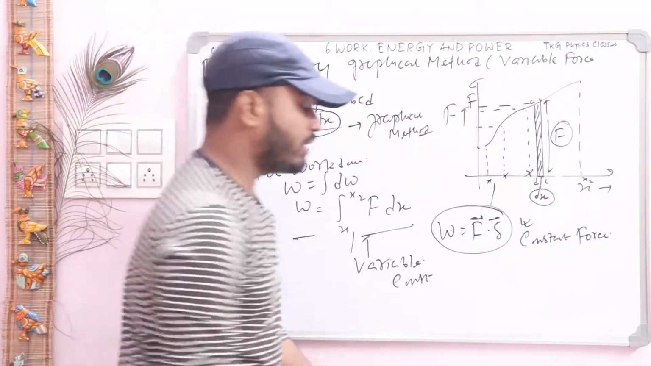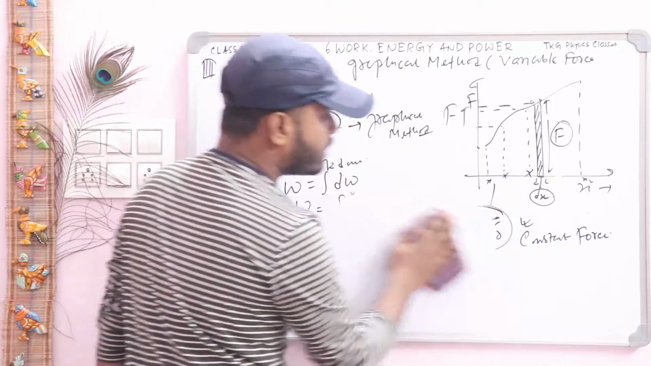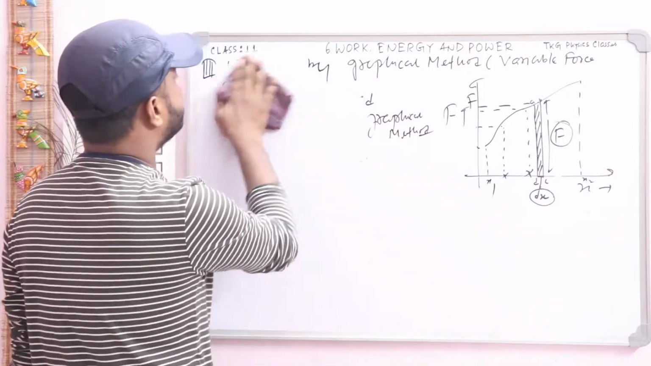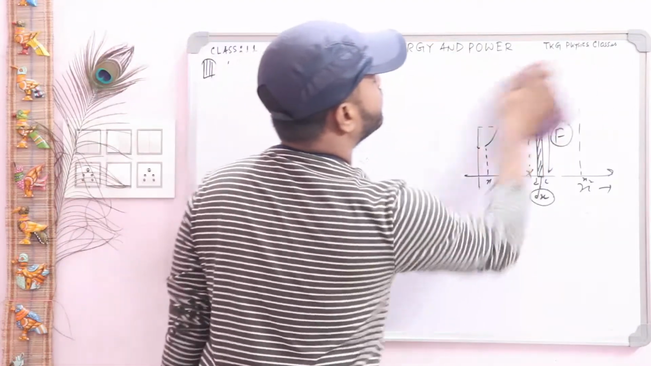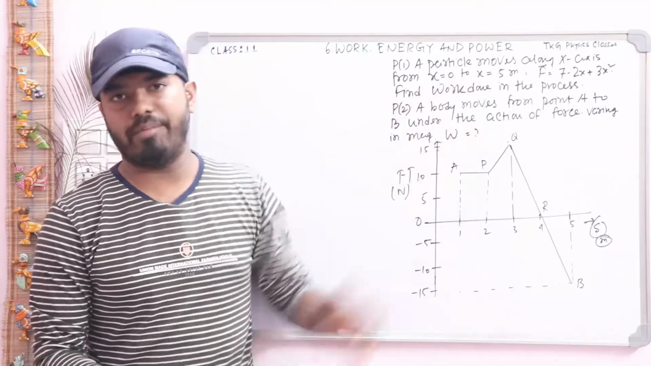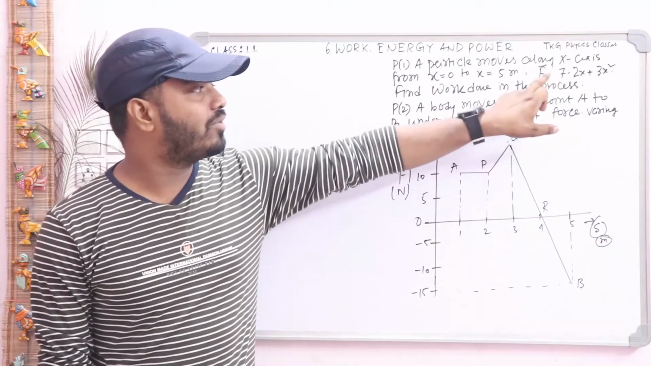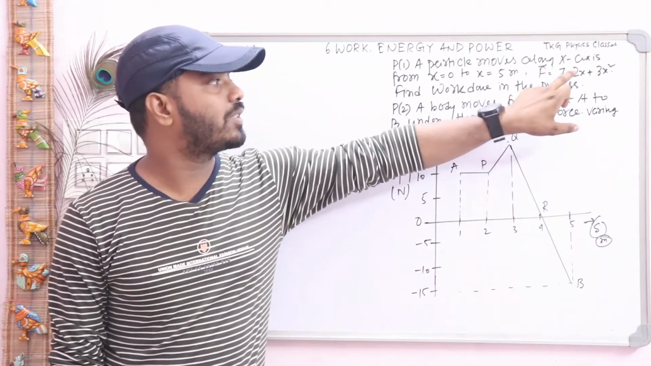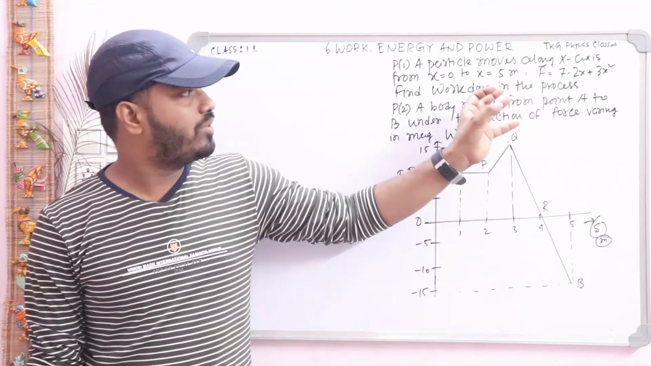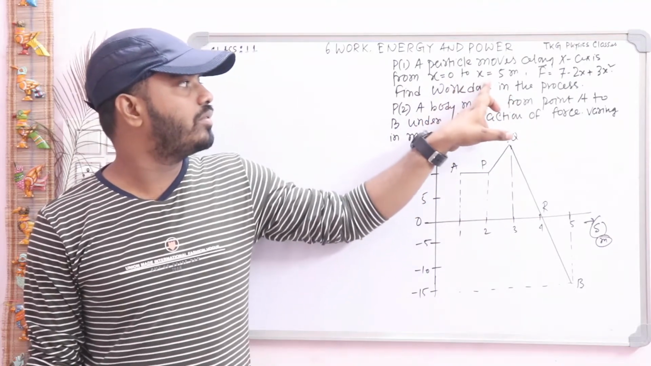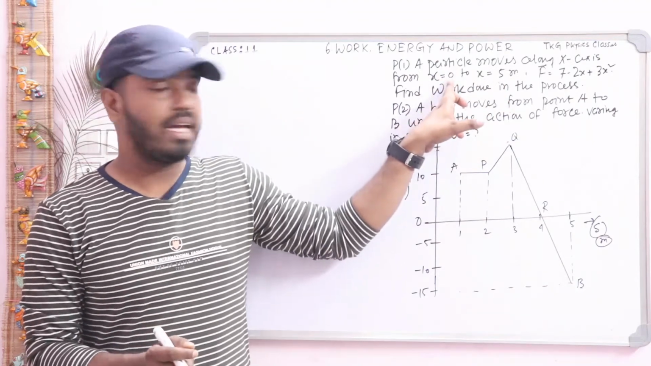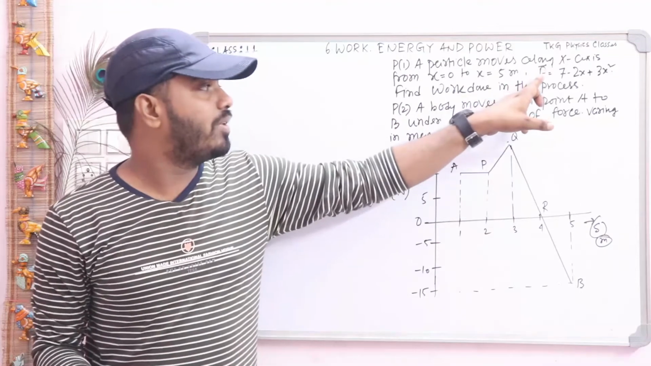Now we will check two numericals related to a variable force acting on a body, how to solve for the amount of work done. First problem: a particle moves along the x-axis from x equal to 0 to 5 meter under the influence of a force whose value is given as 7 minus 2x plus 3x square. You have to find the work done in the process. So x from 0 to 5 meter, that is the initial limit and the final limit. Force is given, you have to find the work done.